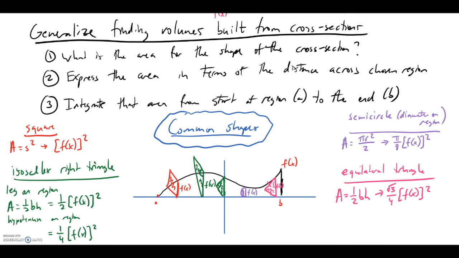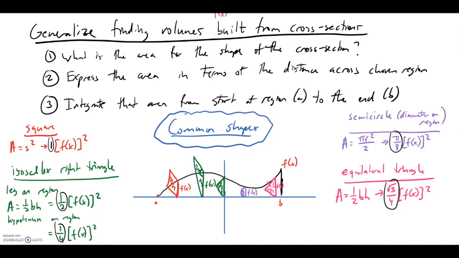This is just to highlight, if you think about how units work for areas, they're always squared units. The thing being squared in this case will always be the distance across the region, which I'm generically calling f of x, and the only thing that's changing for all these shapes is the constant we multiply that by. So a square has a constant 1. Isosceles right triangle, leg on the region 1/2, hypotenuse 1/4, building a semicircle with a diameter on the region, constants pi over 8, and the equilateral triangle, square root of 3/4. But it's all of these multiplied by the distance across the region squared.